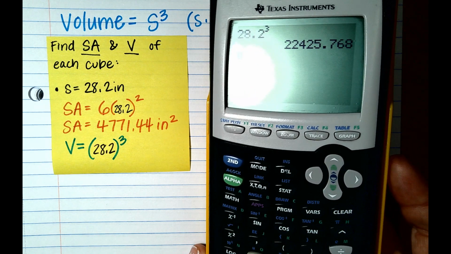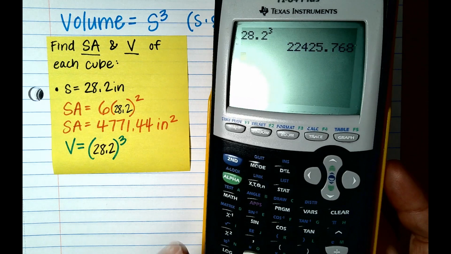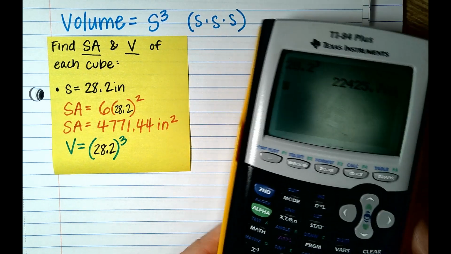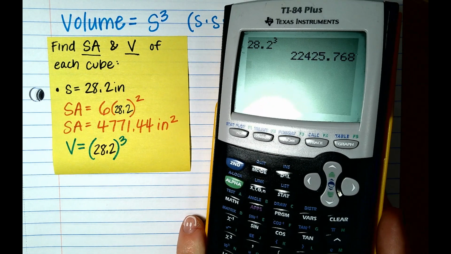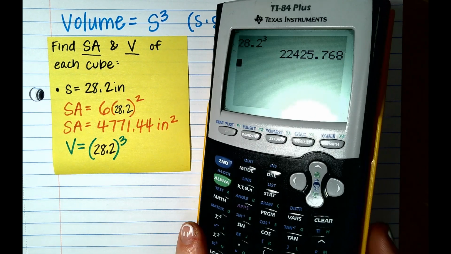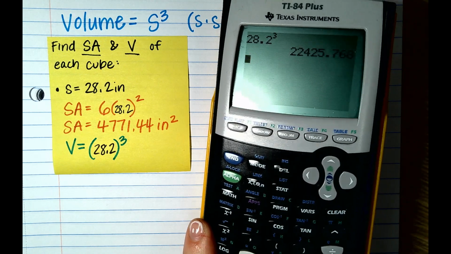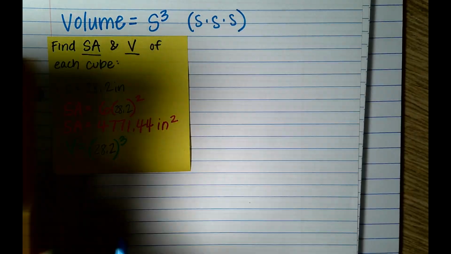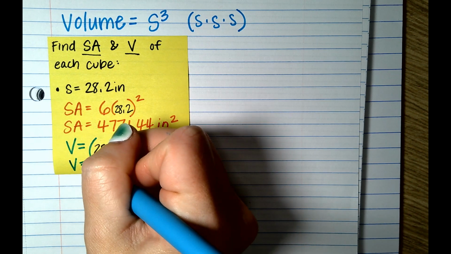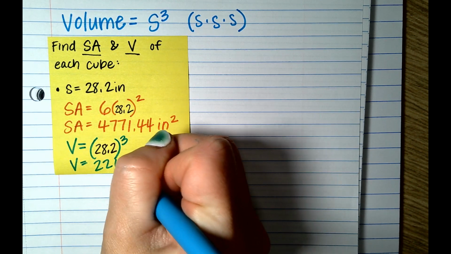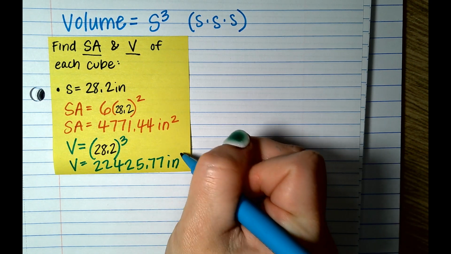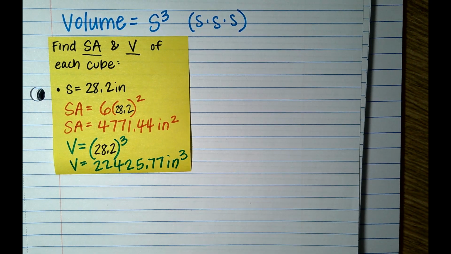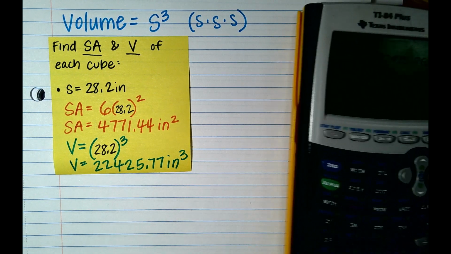22,425.77 if we rounded. So volume is pretty simple to find in a cube. You just type the number in, put the little 3 up there, hit enter. So our volume, let me write that in. Volume is 22,425.77 inches cubed this time.